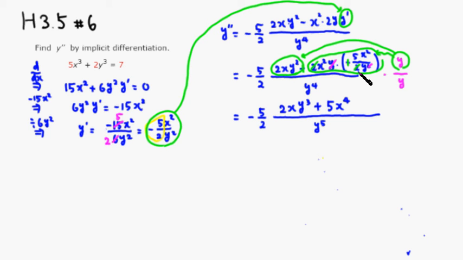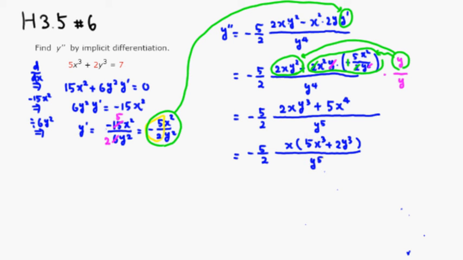Right there. Alright, since x is in common on top, so I'm going to pull that out. Negative 5 over 2. So I pull out x, and then you would get the 2, I'm going to write it in the right order. I'm going to write the 2y cubed from here, and then you have 5x cubed. Then you have a y to the fifth power.